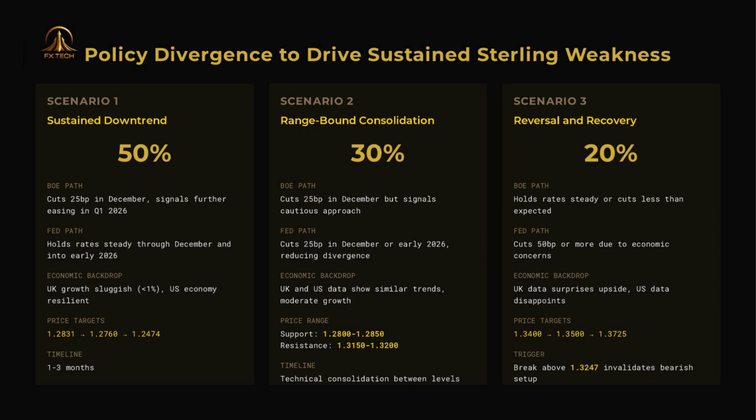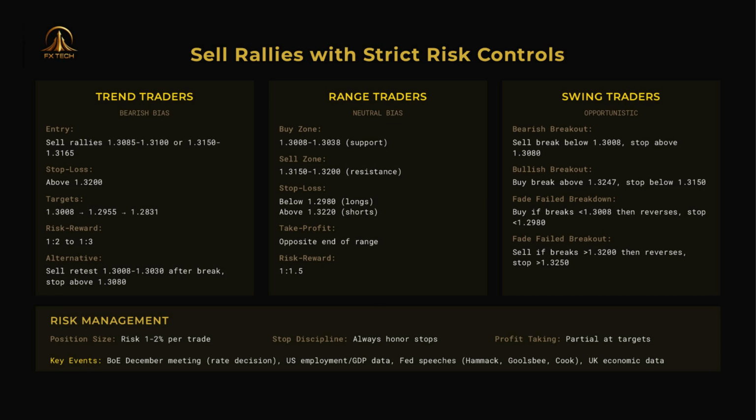Scenario 3, reversal and recovery with 20% probability, would require the BOE to hold rates or the Fed to turn dovish, potentially driving a recovery toward 1.3400, 1.3500, and 1.3725. Let's translate this analysis into actionable trading strategies.